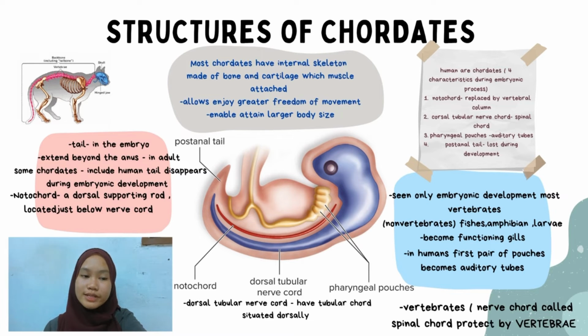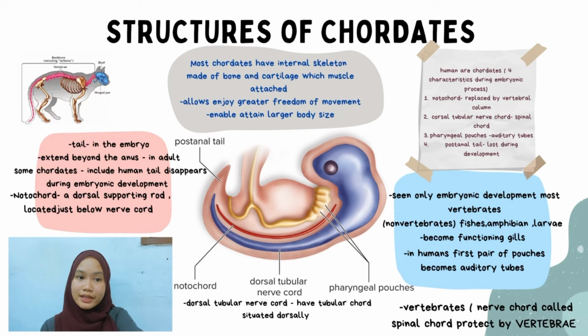Notochord is a dorsal supporting rod located just below the nerve cord. Dorsal tubular nerve cord is a nerve cord that develops as a hollow tube above the notochord, and the position is situated dorsally. The nerve cord of the embryo will develop into the central nervous system, which consists of the brain and also spinal cord. Pharyngeal pouch is the slit and structure that supports chordates, mostly in gas exchange, jaw support, and also hearing. During embryonic development, most of these structures can be seen in vertebrates, such as humans.